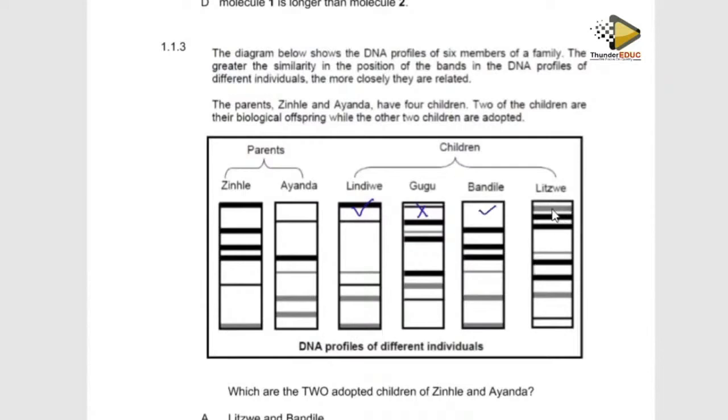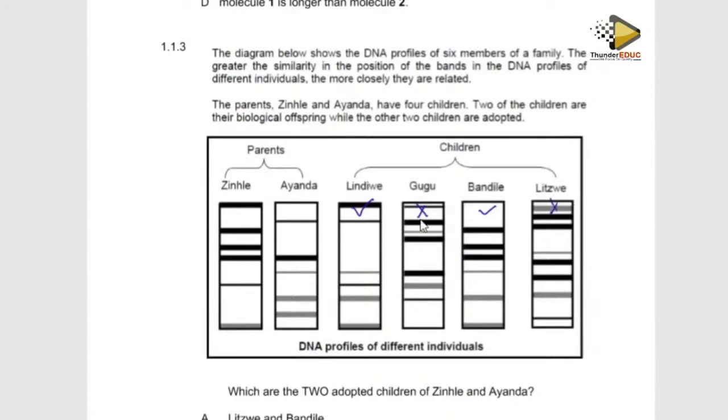Then what about Li Tsui? Li Tsui is nothing matching. It matches 1, matches 2, nothing matching here. This one matches, but not all of it. It means that this one is not a biological child.